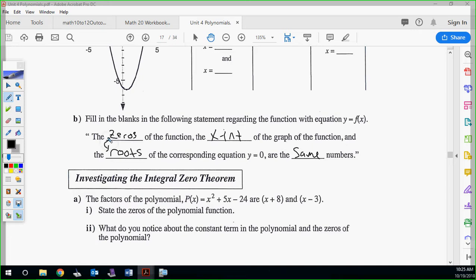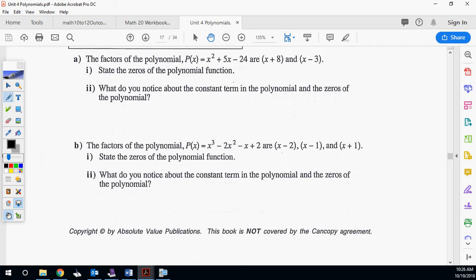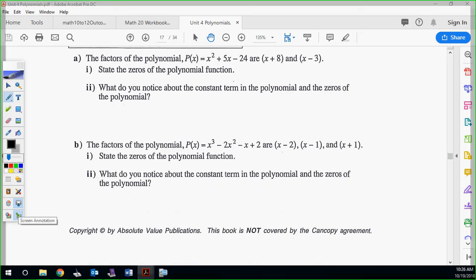All right, so investigating the integral zero theorem. That's just to state the fact that the factors of the polynomial x squared plus 5x minus 24 are x plus 8 and x minus 3. State the zeros. So the zeros are negative 8 and 3. We can see that from the factors. What do you notice about the constant term of the polynomial and the zeros of the polynomial?